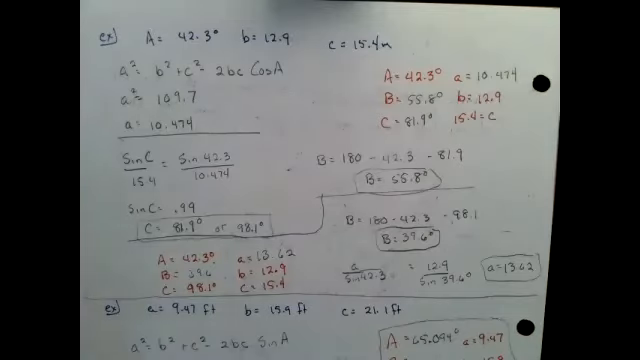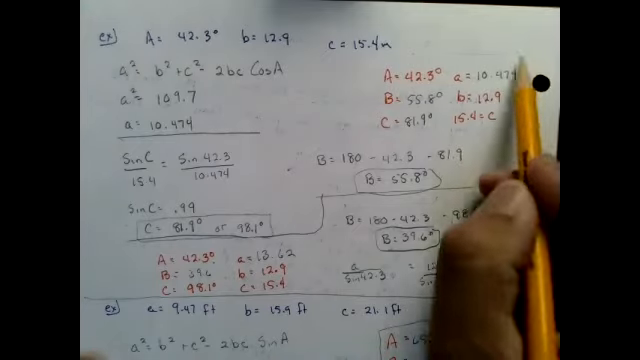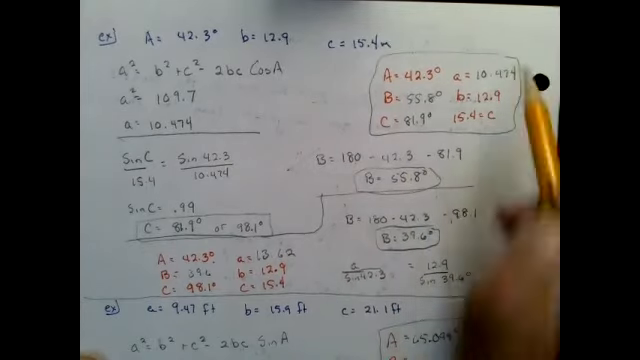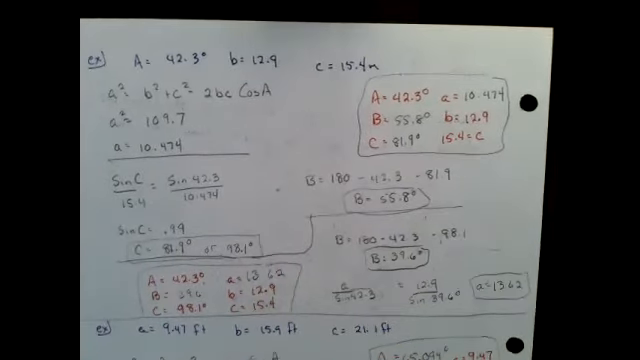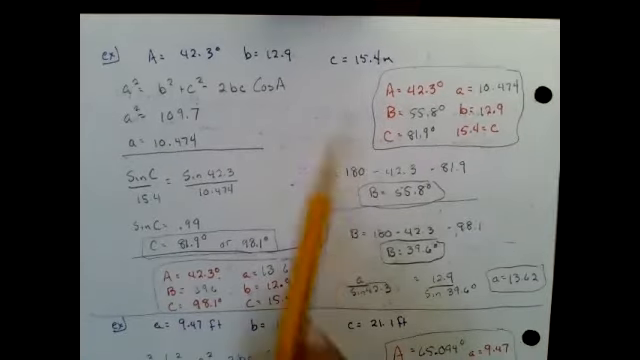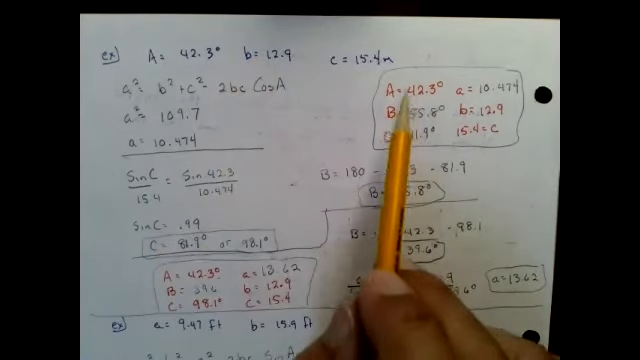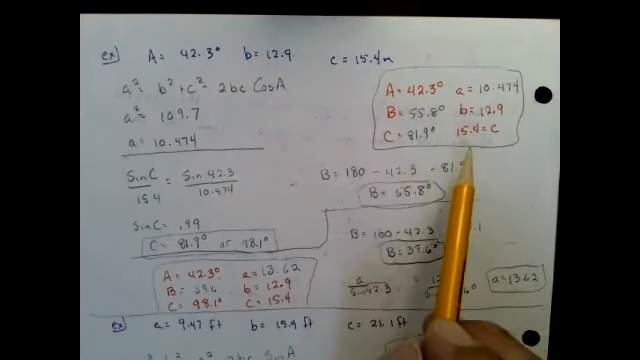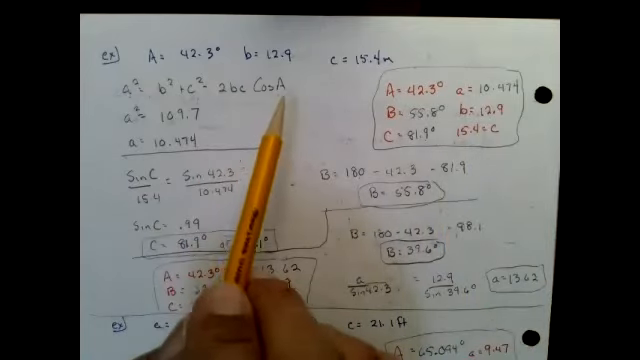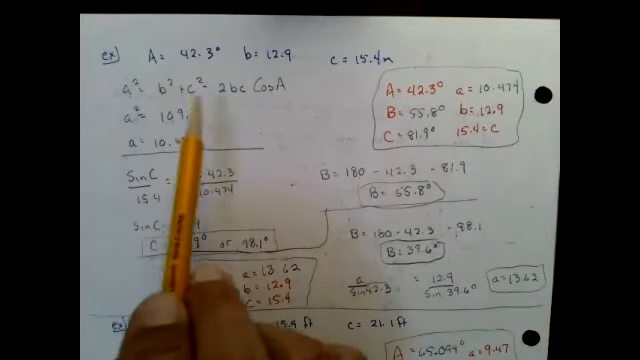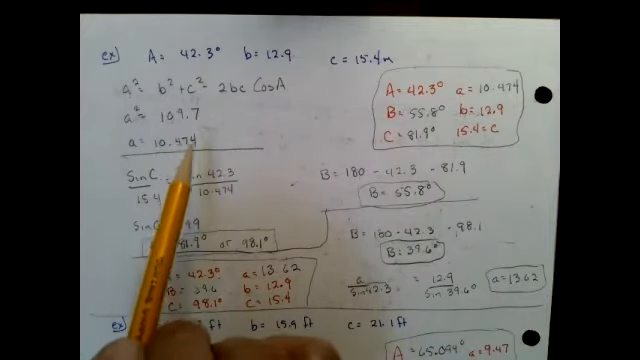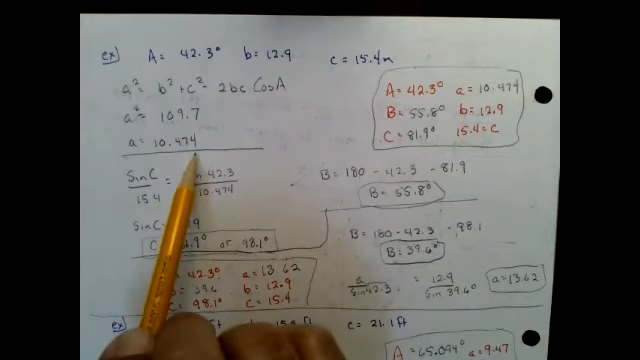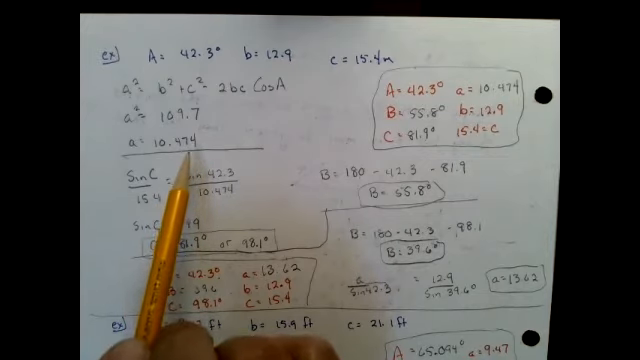If you got the answer to this problem, funny thing is there's actually two sets of answers. If you all got this in your group, fantastic. Unless I goofed up somewhere. Let's run through it real quick. I was given angle A, side B, side C. So I used the law of cosines. I filled in the work. Boom, boom, boom. I got A equal 10.474. Did I do that right? Yep, got that.